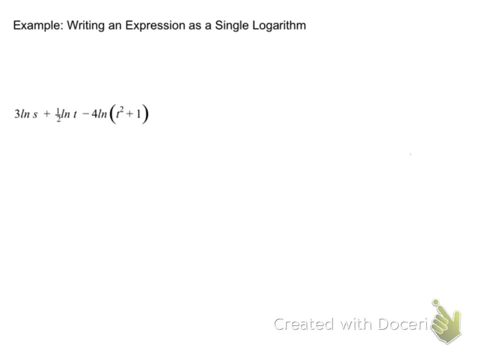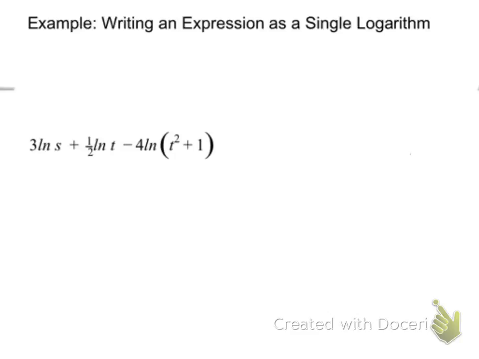So let's flip the situation and let's go take the trip. Now you can see that we have lots of things being added and subtracted together. So we got 3 natural log of s plus 1/2 natural log of t minus 4 natural log of the quantity t squared plus 1. What we need to do now is write this as one single log. Basically, we're all getting into the same car. To do this, we got to work on that list from the bottom up.